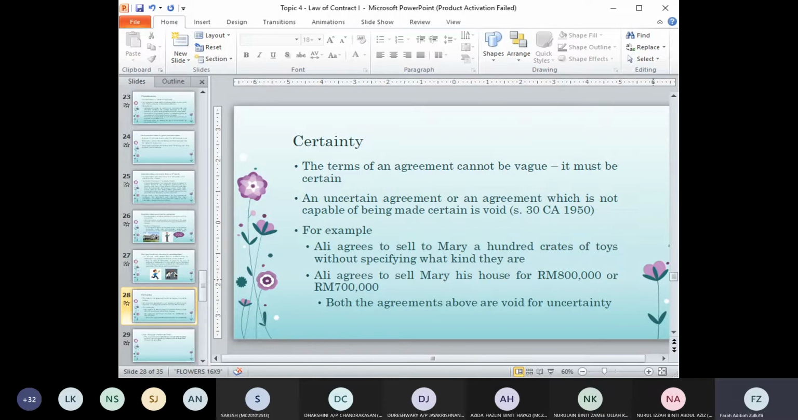The fifth element is certainty. The terms of an agreement cannot be vague. It must be certain, because if the agreement is uncertain, if the subject matter is uncertain, it is a void agreement. So the contract is not enforceable under the law.